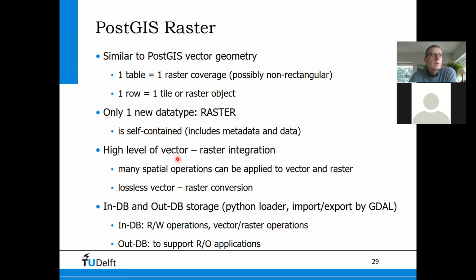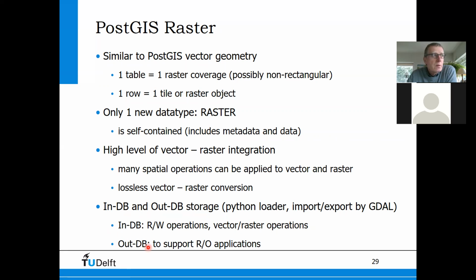The aim is to have good integration between raster and vector data, so there are really a lot of operations that you can apply, the same operations that you can apply both to the raster and the vector data. And there's a good conversion from vector to raster data. So if you have lines or polygons, you can create the raster versions out of them. There is an option to store the raster data in the database, and there are read-write operations, and there are conversion operations from vector to raster.